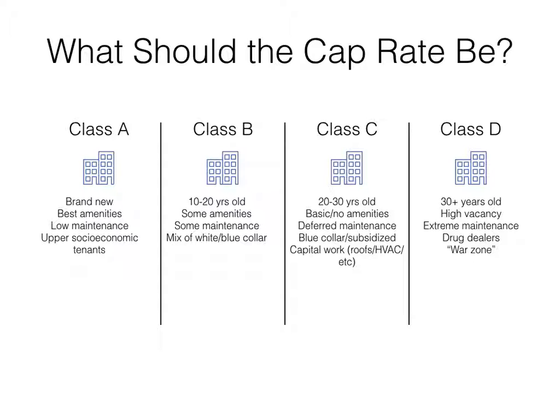We like to play in the B and C space. Properties that are anywhere from 10 to 20, maybe 30 years old. They have some amenities. There's some maintenance. There's some room to add some value. And you've got a mix of white collar, blue collar, maybe some subsidized housing. And in the Class C type properties, you're going to have to do a little bit more capital work, like replacing roofs and HVAC systems and things like that.